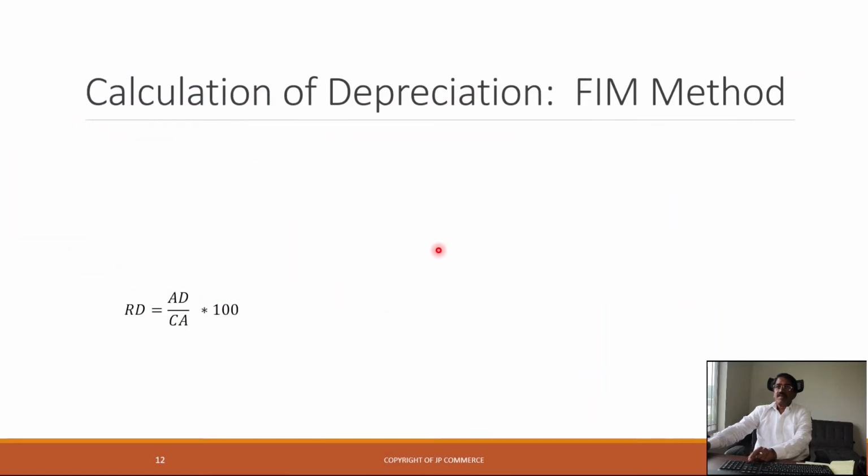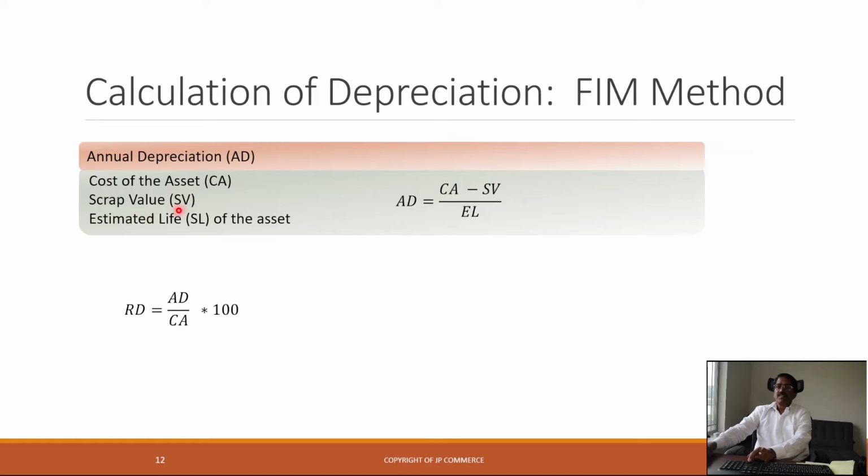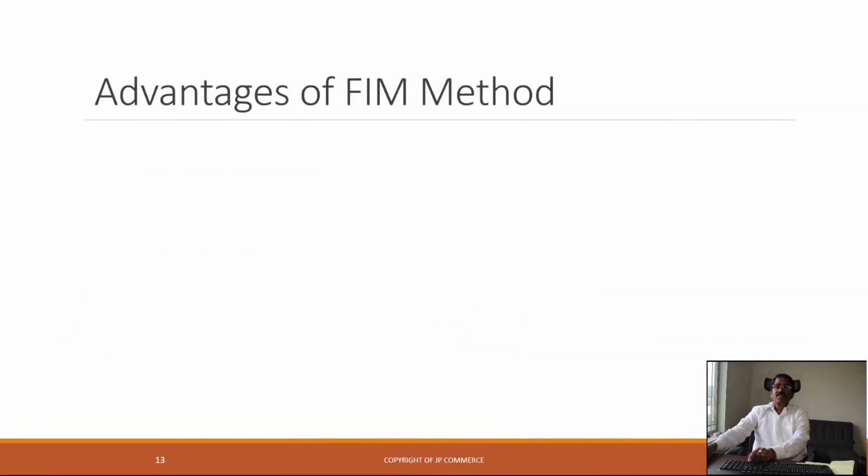Calculation of depreciation under the fixed installment method: the principle is, annual depreciation is AD, cost of the asset is CA, scrap value is SV, and estimated life of the asset is EL. So AD is equal to the cost of the asset minus SV, divided by EL. And RD is equal to annual depreciation divided by CA, into 100.